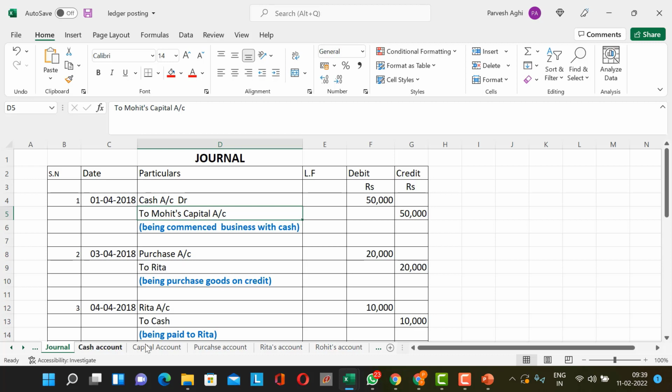So we'll have a cash account, we will have a capital account. Then we are purchasing goods. We are doing business, and we are buying goods from our suppliers and selling those goods to our customers. So we should have a purchase account.